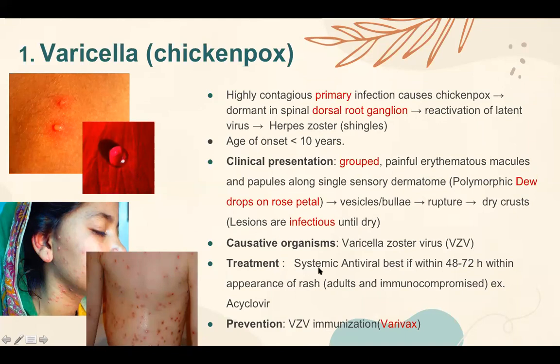The treatment in healthy children is usually symptomatic. You just give them antihistamines or topical antibiotics. However, for adults and the immunocompromised, you use systemic antivirals, and it's best used within 48 to 72 hours of the appearance of the rash. Fortunately, we have a preventive vaccine for chickenpox, which is called Varivax.